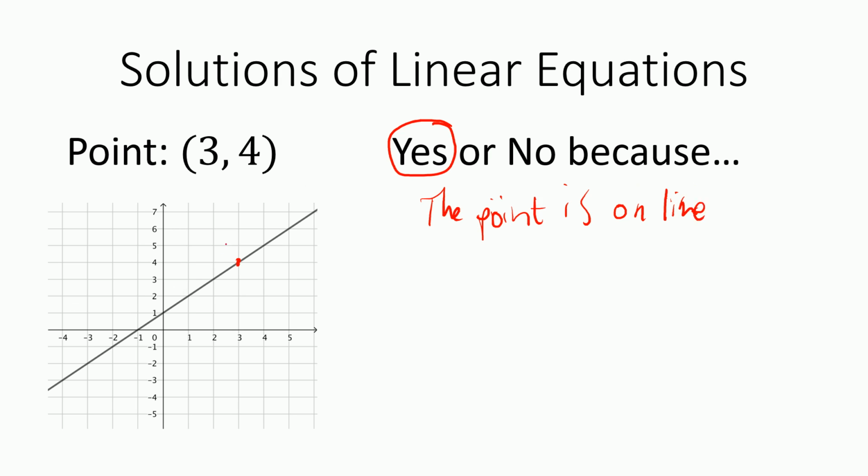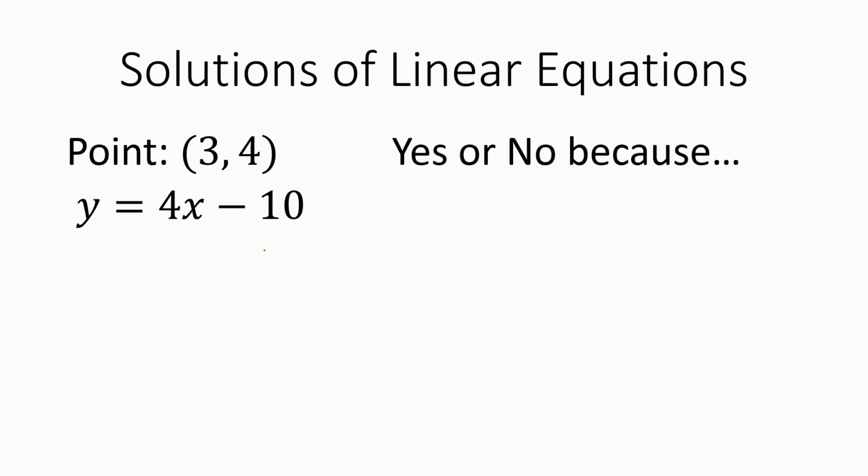If the graph of a linear equation, the set of all solutions, is the line, then if a point is on the line, it must be a solution. And if it's not on the line, it's not. In the equation, we actually have to test the point by substituting.